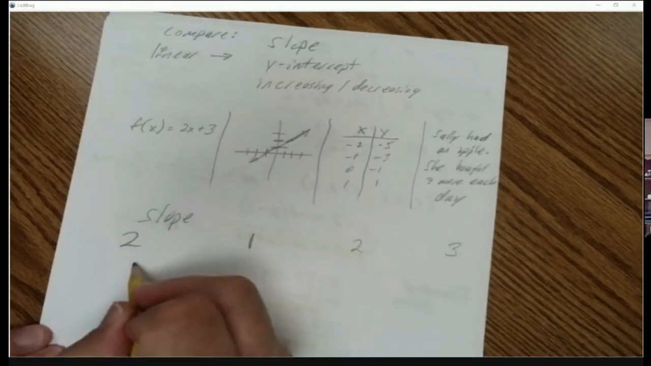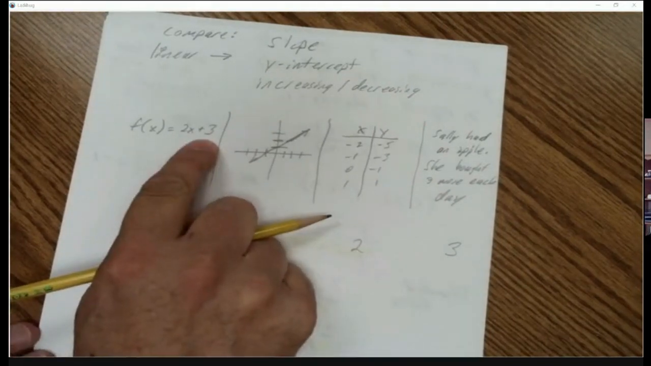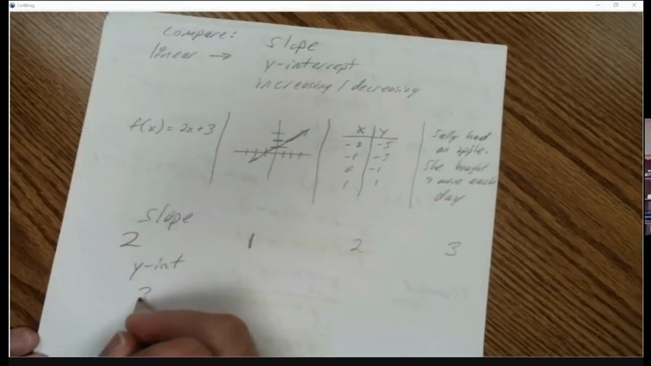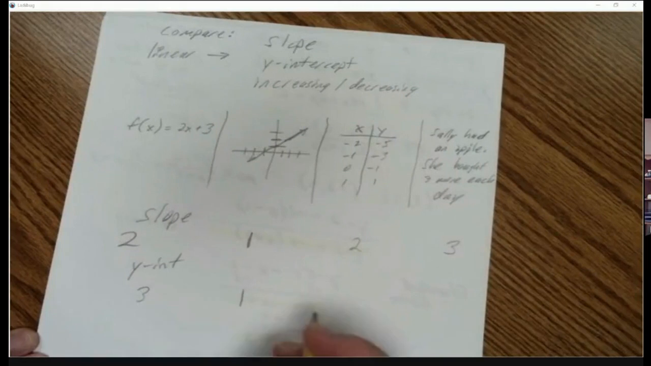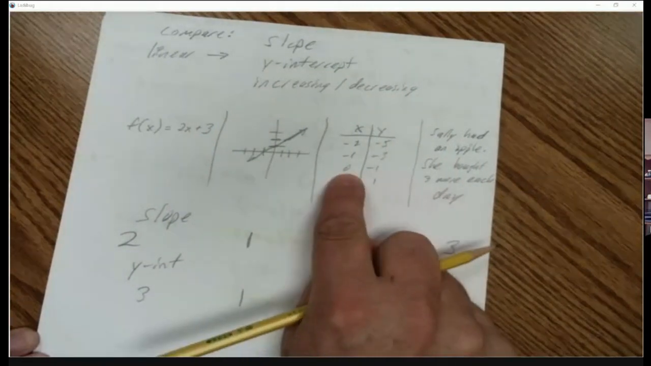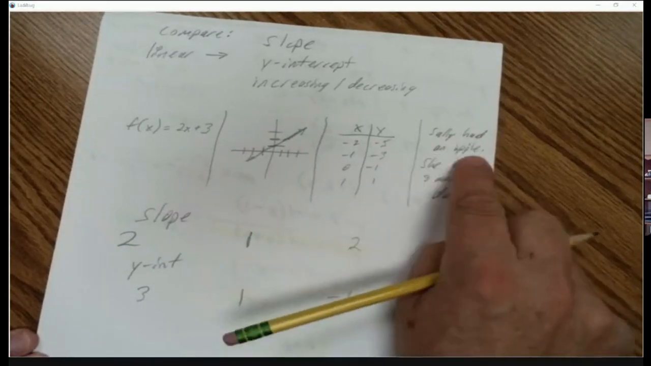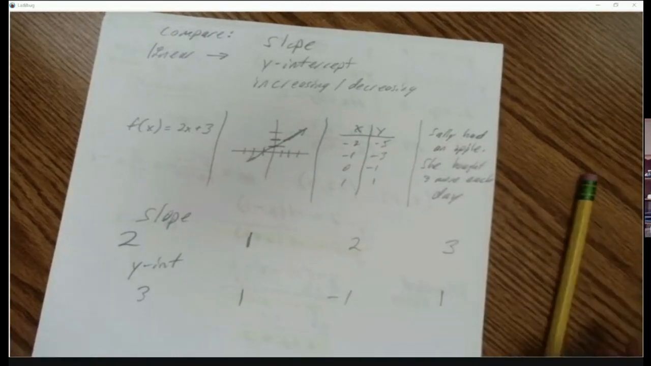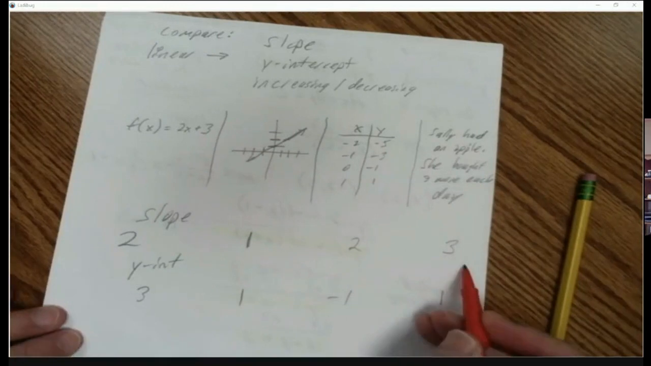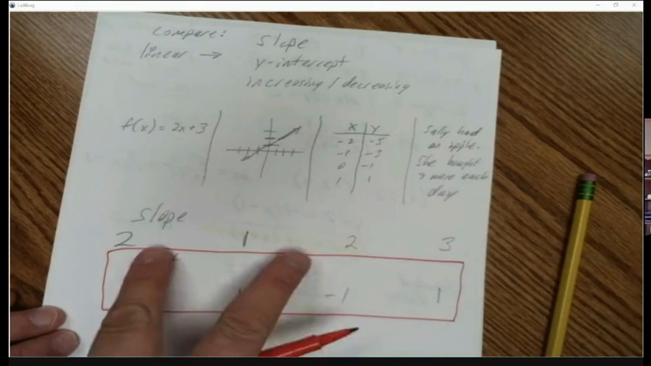If we were looking at the y-intercept, the y-intercept here is 3 because it's the plus 3 on the end. What's the y-intercept here? It crosses right there at the 1. So the y-intercept is 1. This, where the x is 0, that's where it's crossing the y. So that one has a -1. And this one, Sally had an apple. She started out with just 1 apple. So when we compare y-intercept, we find that these two are the same, where these two had the same slope.